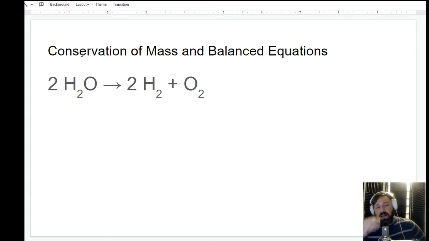Now, the law of conservation of mass basically states that you cannot create or destroy matter. So any type of matter we have to begin with, we also have to end with. So it stands to reason that however many grams of material we start with, we also have to end with, right? So let's see if that's true.